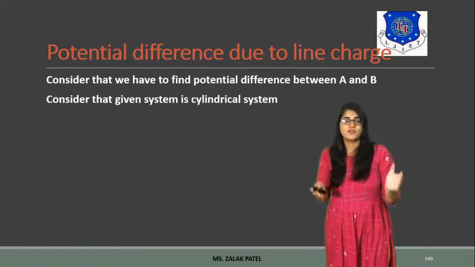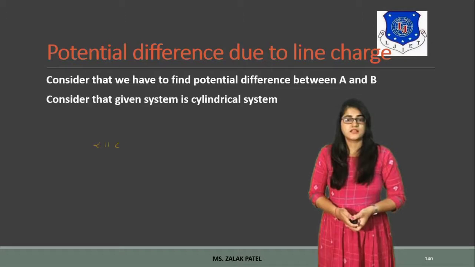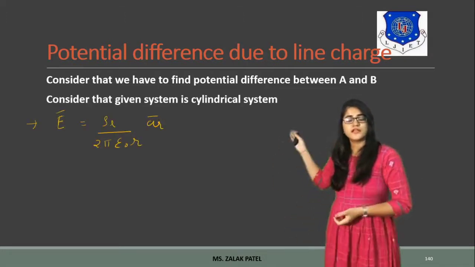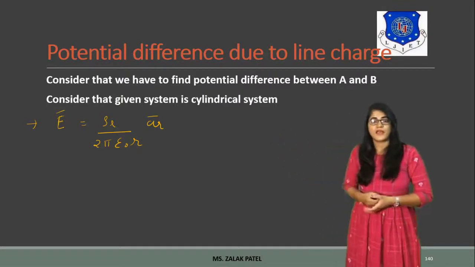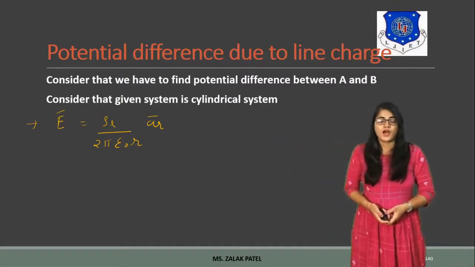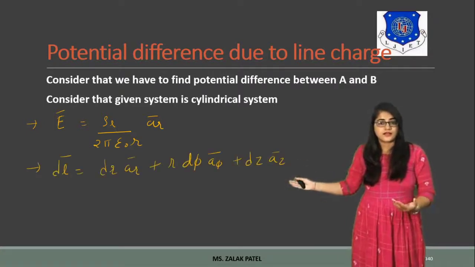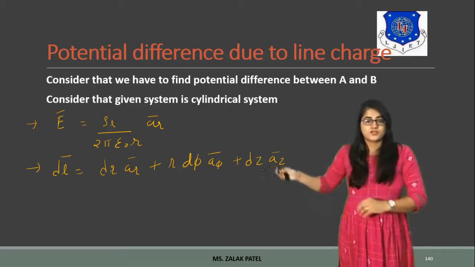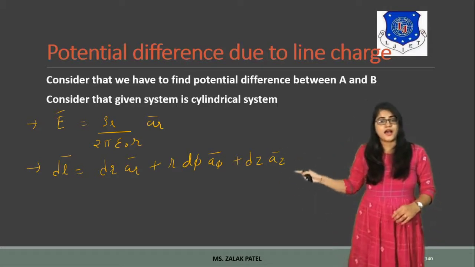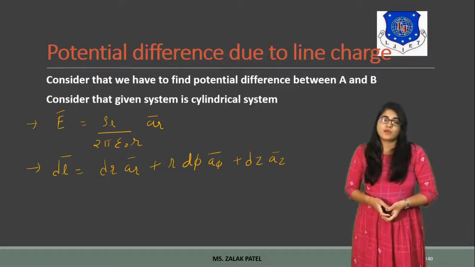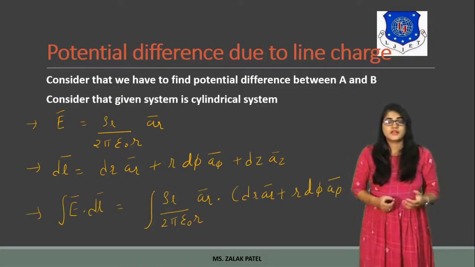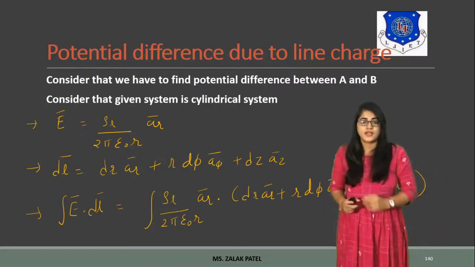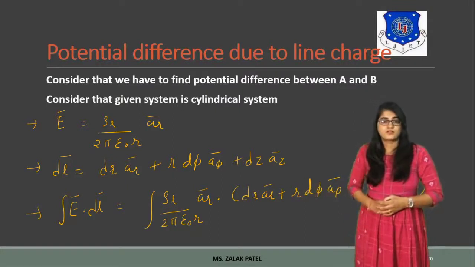So for this again we take 2 points, that is A and B. Consider that the given system is cylindrical. So we know that for the cylindrical system, field intensity is given by rho L upon 2 pi epsilon 0 r, a r bar. Now the differential length has coordinates r, phi and z, so it can be written like this: dr ar plus r d phi a phi plus dz az. Now we need to find the integration of E dot dl, because V equals minus integration E dot dl.